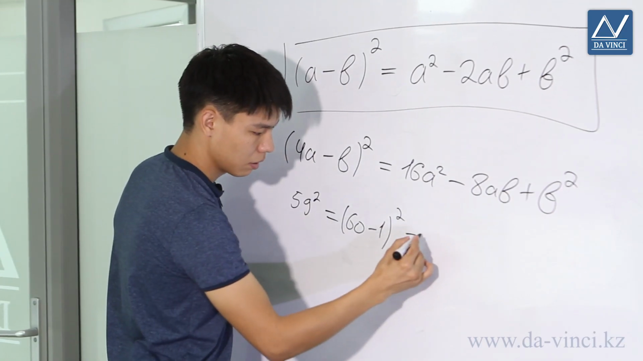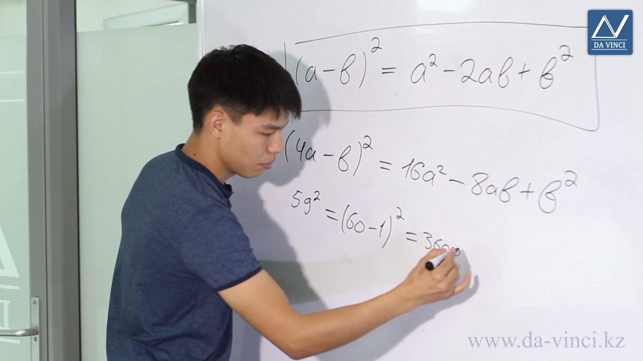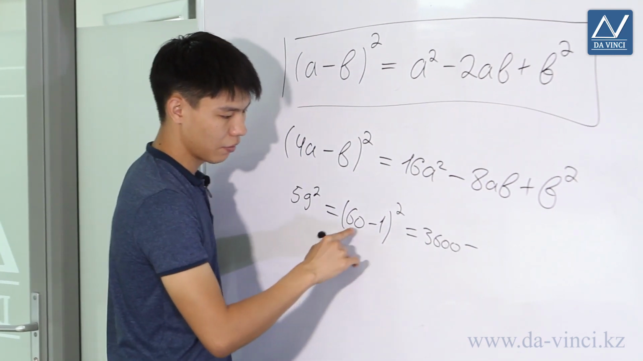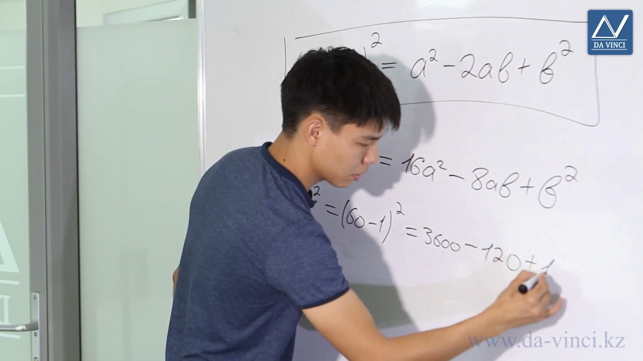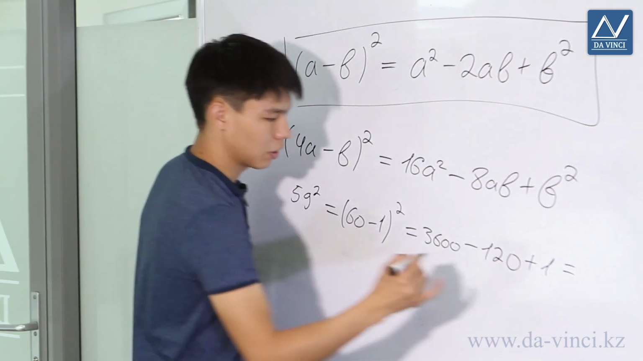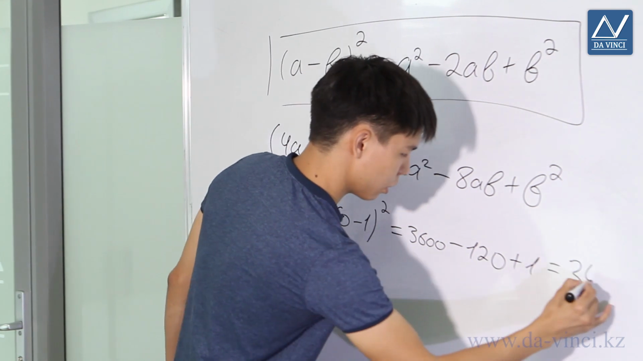The square of the first expression, 3,600, minus twice the product of the first and the second, minus 120, plus the square of the second expression, plus 1. That would be 3,481.